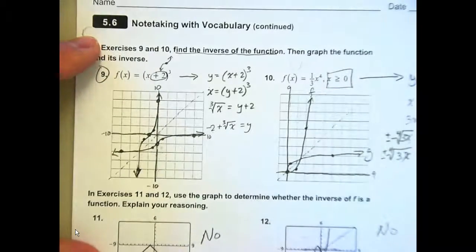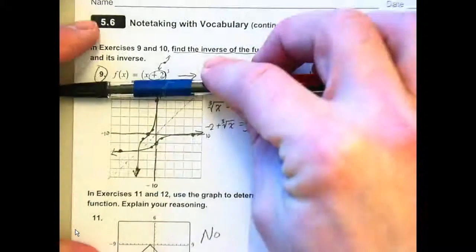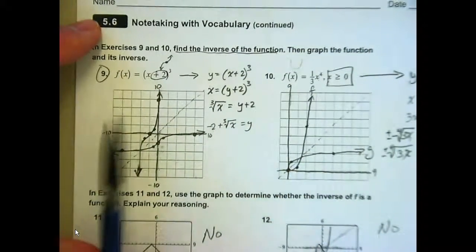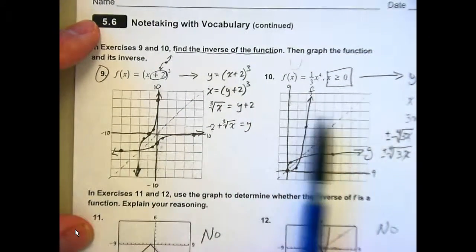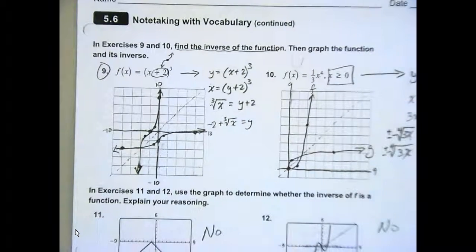By the way, are both of these functions? Are their inverses functions? Yeah. They pass the horizontal line test, and their inverses pass the vertical line test, which is the rule when we're figuring out if an equation is a function. All right.